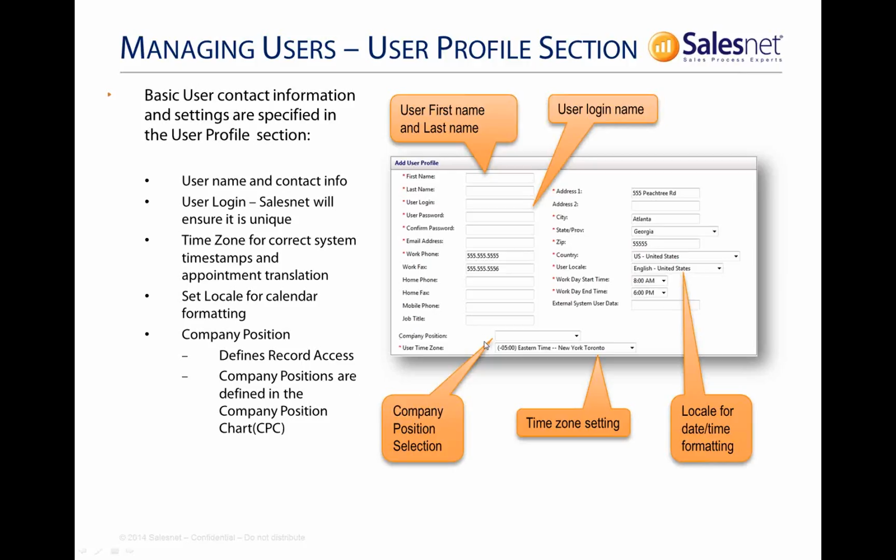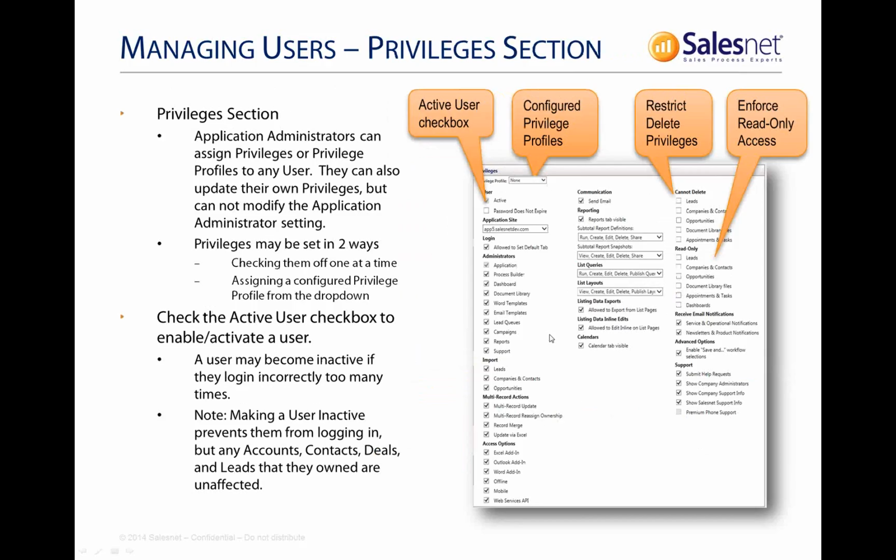The company position chart is our first layer of security in Salesnet. It's our first layer of defining what data a user has access to. The company position chart looks like a hierarchy, and based on where you are assigned in that hierarchy, it will determine how much data you have access to. Can you only see your data? Can you see the data of the people below you in the chart? So that one setting has implications on the data that a user has access to.